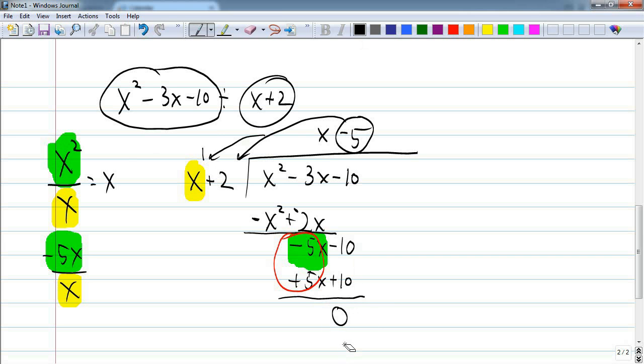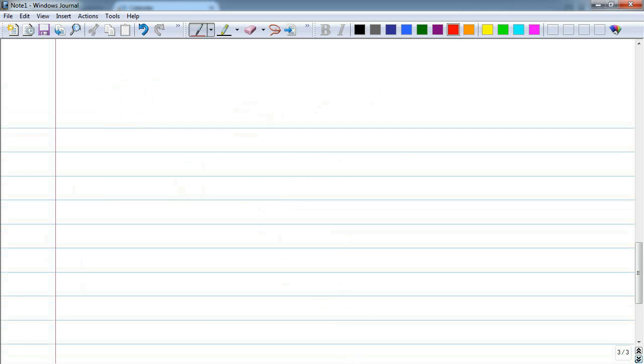Fortunately, I have a remainder of 0, meaning that these two polynomials divide out evenly. No remainder. We'll talk a little bit more about what that means tomorrow. But just notice here that I divided this by this and got x minus 5 with no remainder. Okay, let's take a look at another more interesting example.